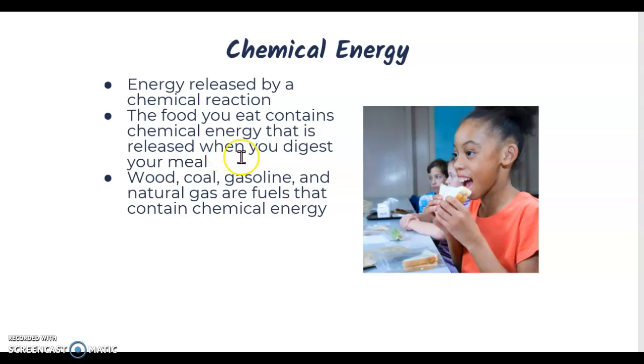Other forms of chemical energy are found in the wood, coal, gasoline, and natural gas. These contain chemical energy.